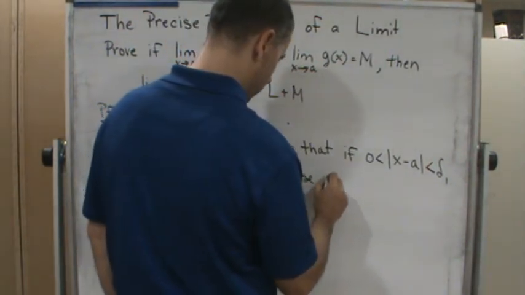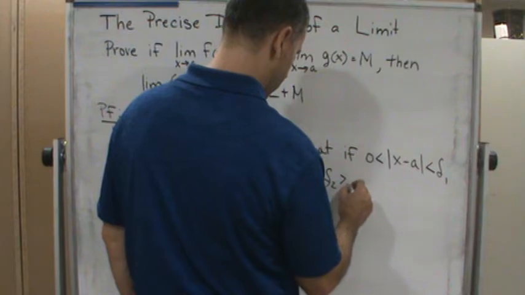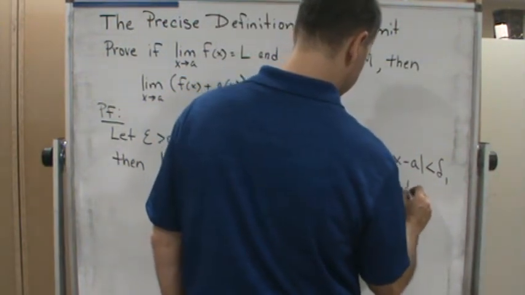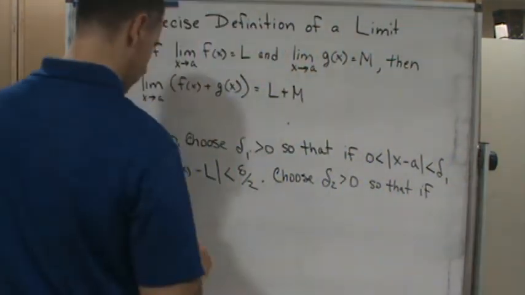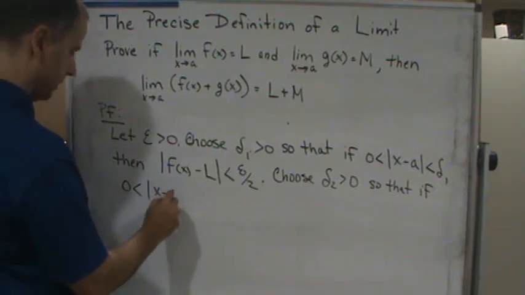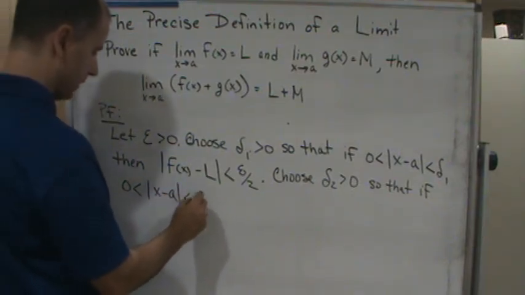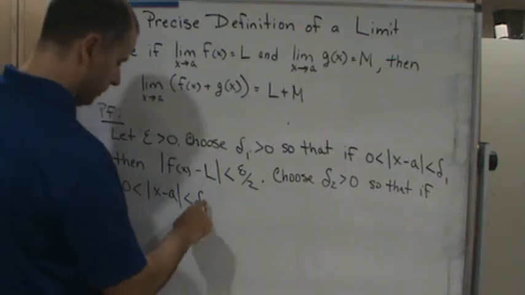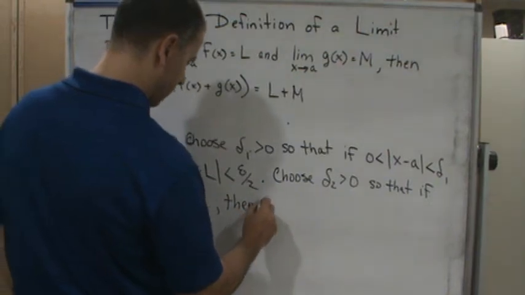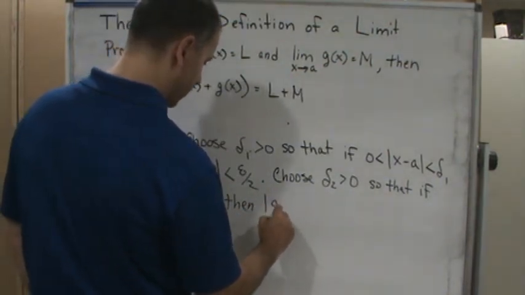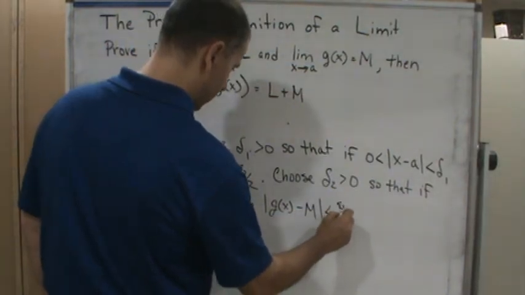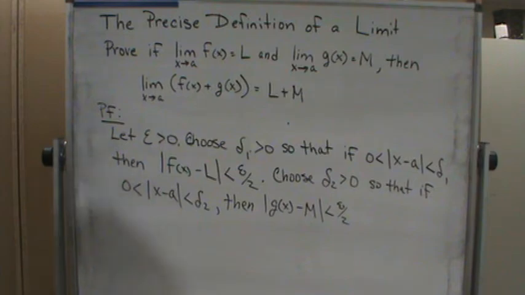Choose delta 2 greater than 0 so that if 0 is less than the absolute value of x minus a is less than delta 2, then the absolute value of g of x minus m will be less than epsilon over 2.